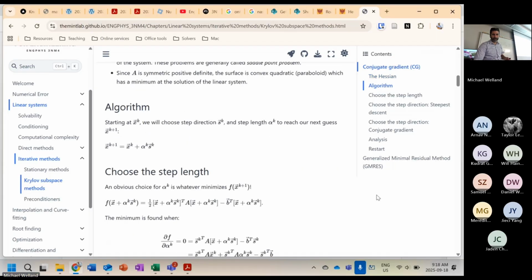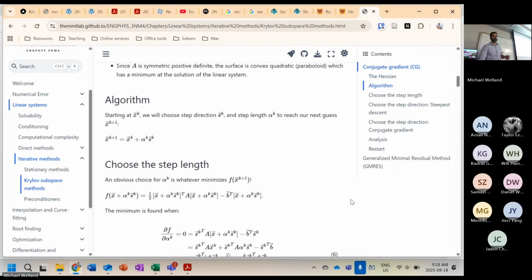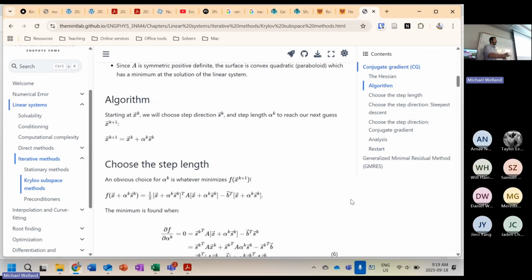Right. Here's the magic. I'm going to come back to this tomorrow. I'm going to be repeating this exact line. Starting at a point X, this is our initial guess. We're going to choose a step direction. So imagine yourself on the surface. We're going to start at a point. We're going to choose a direction, and we're going to go as far as we can downhill. How do you find as far as you can downhill?